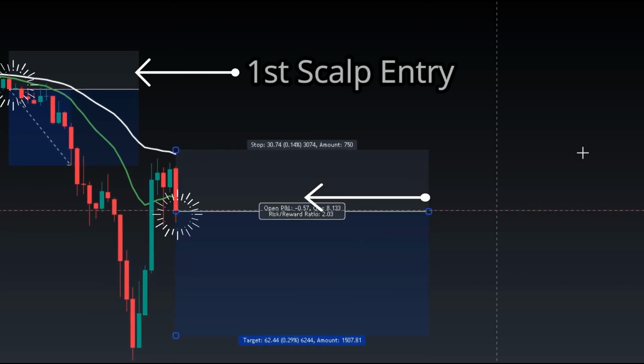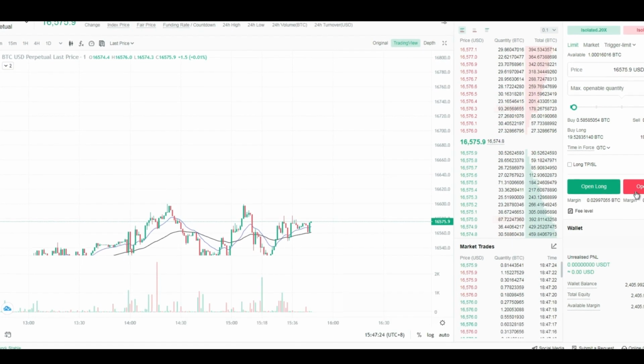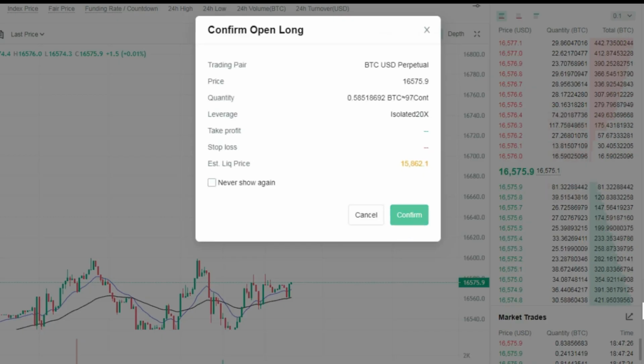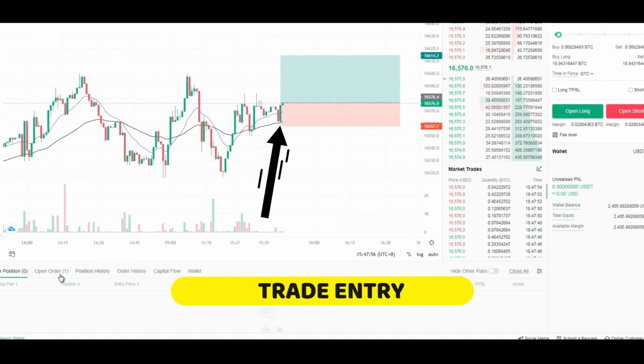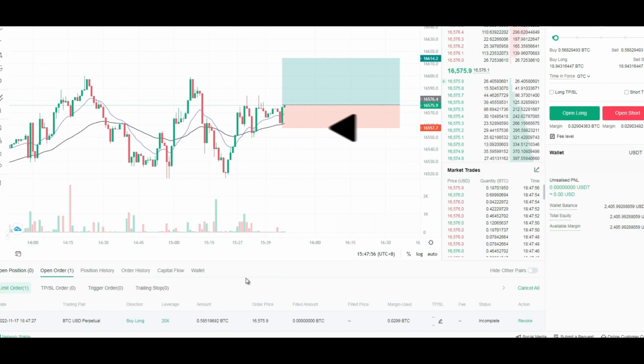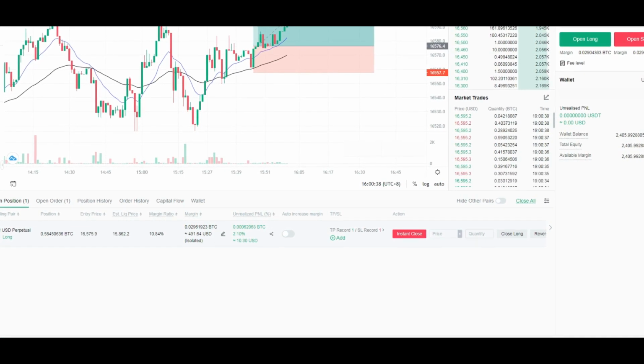Using these two moving averages, I'm going to take an actual trade, and I will also share with you how you can scalp using this strategy. Here I took a long entry when the green candle closed above the signal EMA. After placing the entry, now I'm going to put the take profit and stop loss. I'm keeping a 1 to 2 reward ratio.